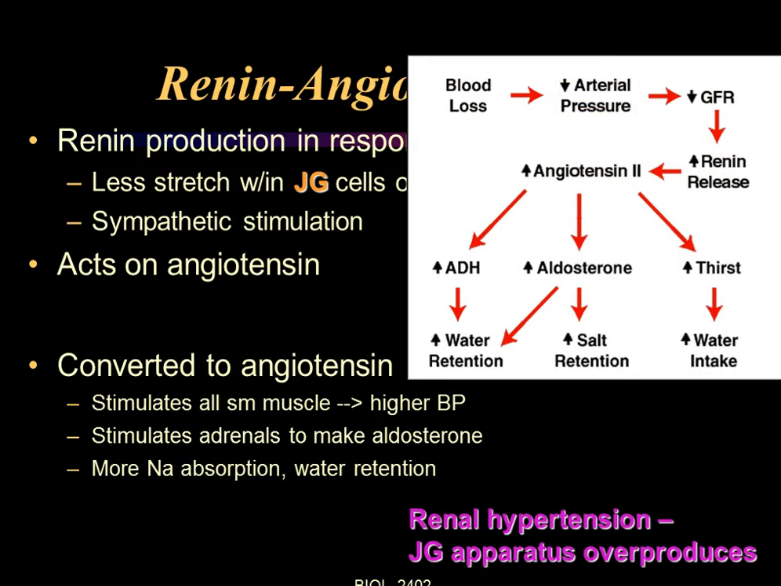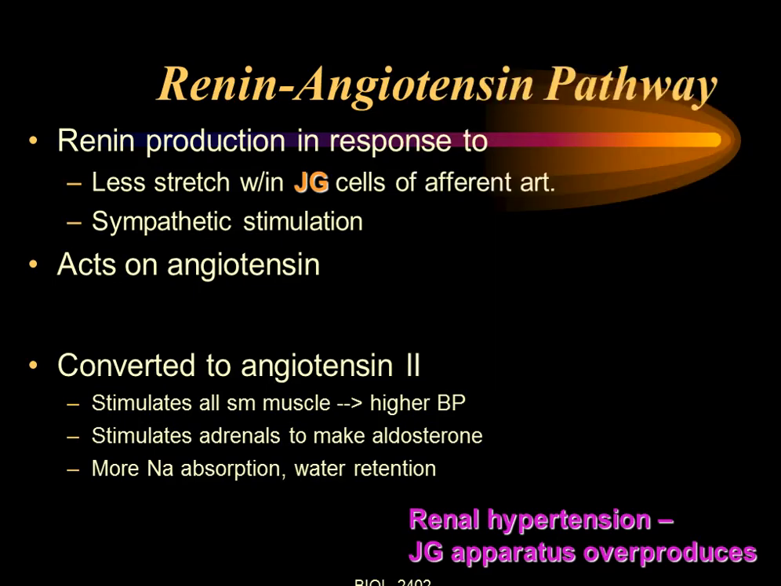Okay, so here's a look again at what happens. Remember renin production from the JG cells due to a drop in blood pressure in that glomerular area. The angiotensinogen coming from the liver is converted to angiotensin by the presence of renin. Now we have angiotensin 1.